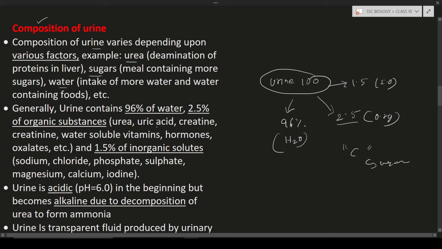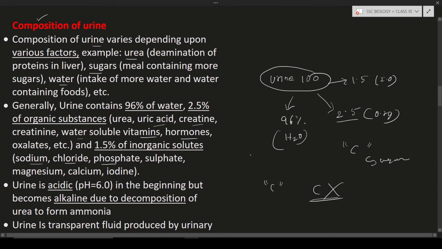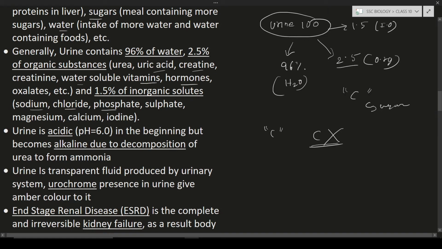Here, if you see uric acid, creatinine, water-soluble vitamins, and hormones, all these components contain carbon compounds. Inorganic means they do not have carbon. Sodium does not contain carbon, chlorine does not contain carbon, phosphate does not contain carbon. These are all inorganic. Remember all the time, organic means any chemical substance that contains carbon, and inorganic means any chemical substance that does not contain carbon. Okay, urine is acidic at pH 6.0.